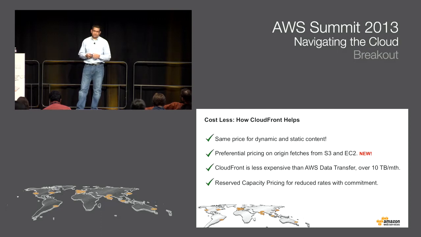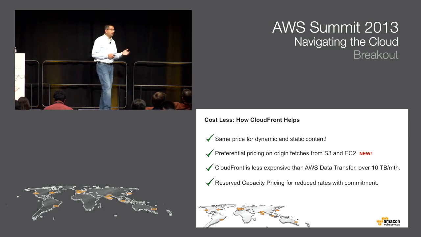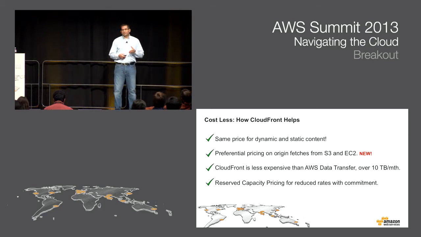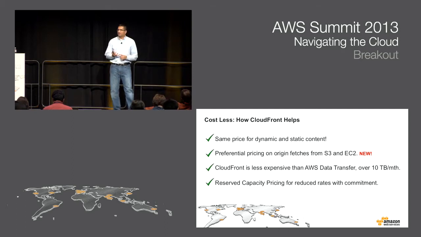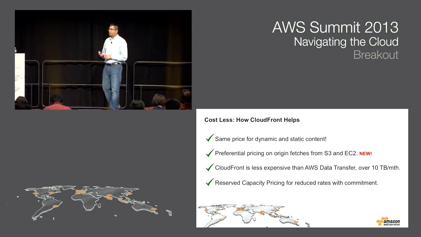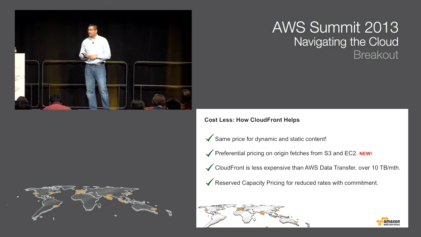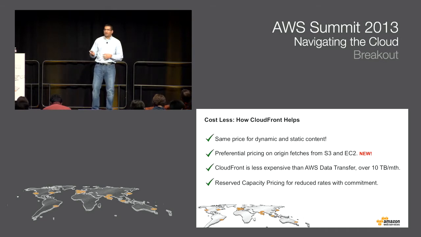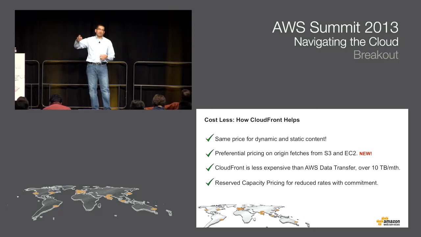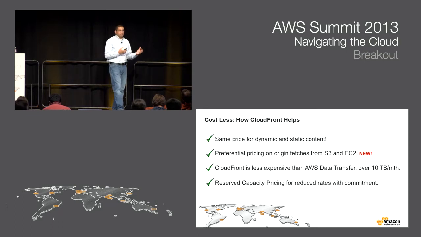We also launched earlier this year preferential pricing for data transfer between AWS origins and CloudFront Edge locations. So if you're using S3 or EC2 origin servers, the origin fetches that CloudFront makes, that data transfer out of S3 or EC2, is priced up to 83% discount as compared to any other application on the internet or any other user making a request of S3 or EC2. So that's a preferential pricing between AWS origins and CloudFront.